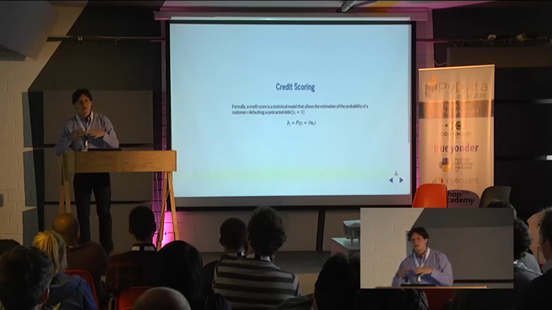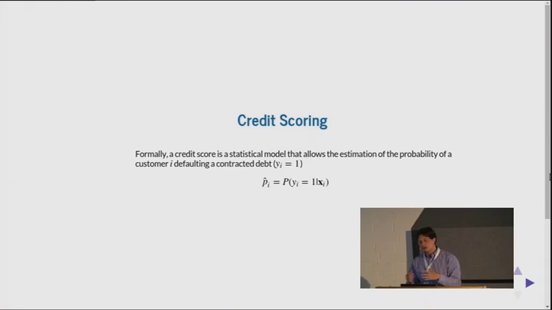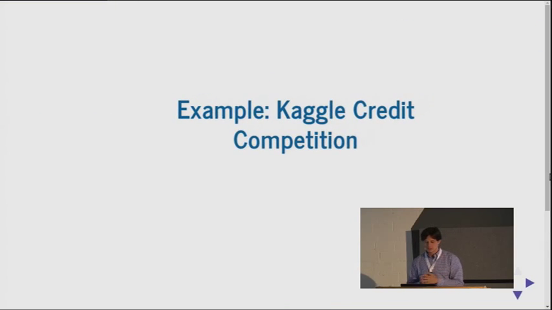It will be demographic information of the customer, historical information of previous loans that the customer has had, the usage of the credit cards, and other things. So now let's go to an example. I think this is better.